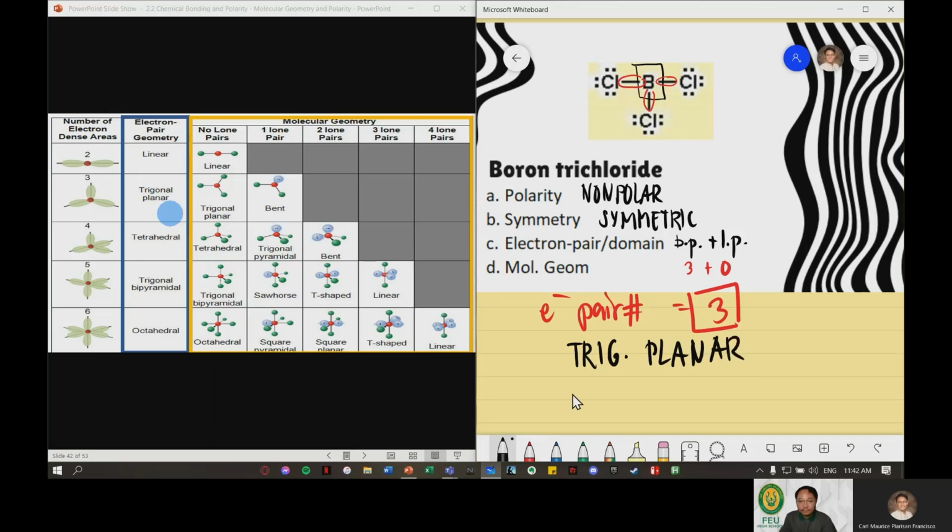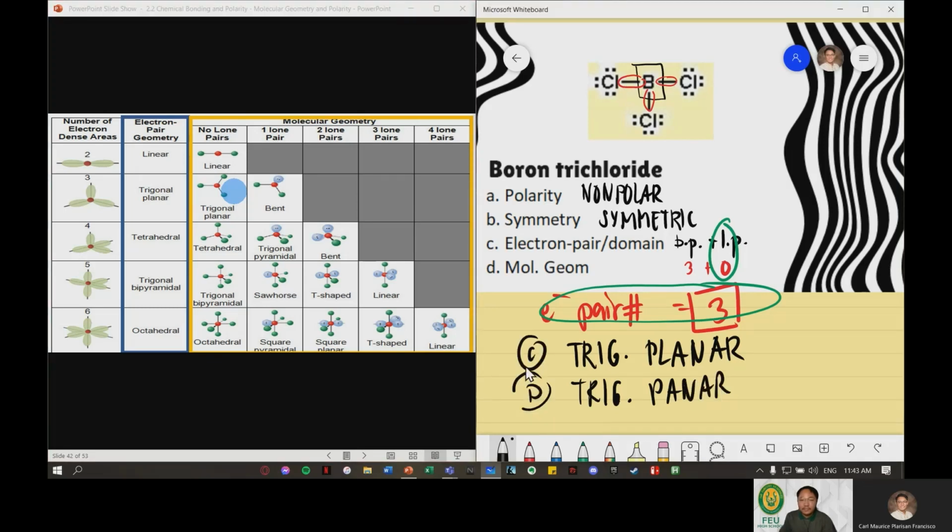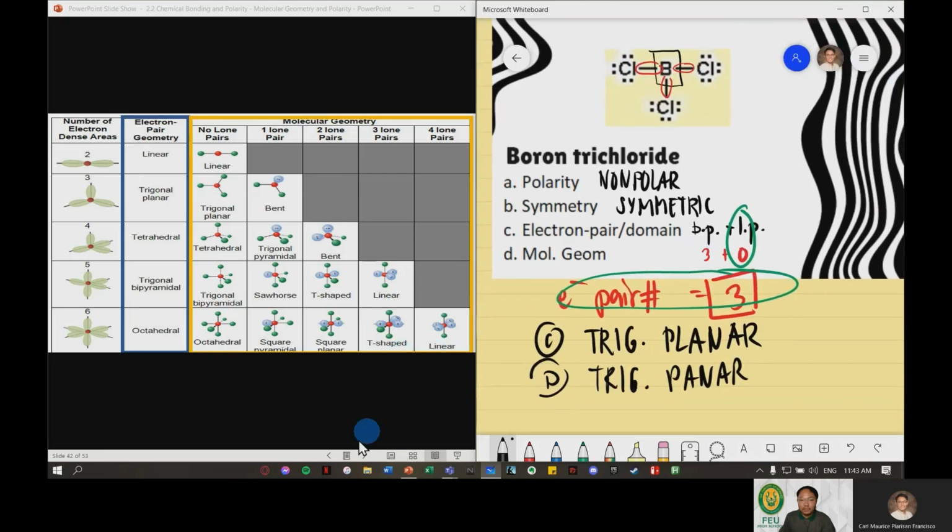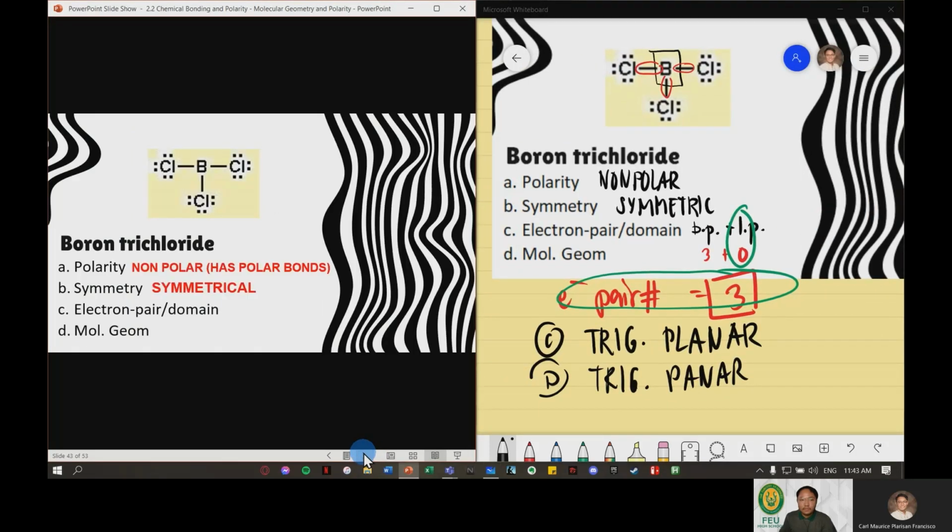Trigonal planar. How about the molecular geometry? The molecular geometry, always remember, is based upon E pair number and LP number. Okay, 3, 0. So 3, no lone pair, trigonal planar as well. Trigonal planar for letter D. So this is letter C and letter D. So to check this one: nonpolar, symmetric, trigonal planar, and trigonal planar.